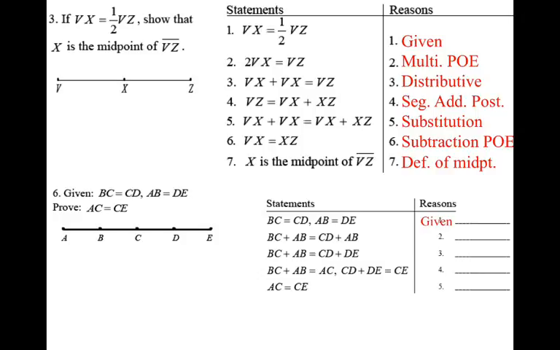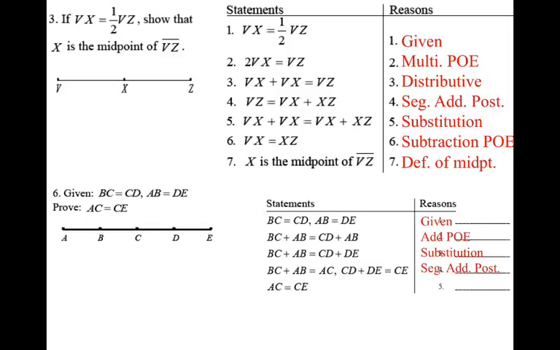All right, next, we're given that BC is equal to CD and AB is equal to DE. And we're trying to prove that AC is equal to CE. Well, that looks pretty obvious because if you look at the tick marks, that would be true, okay? So let's look at this. On step 2, they basically took the equation they had here in step 1, that BC is equal to CD, and then they added AB to both sides. So that's the addition property of equality. And then to step 3, all they did was replace BE with DE, so that's substitution.